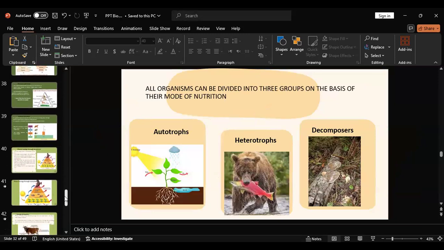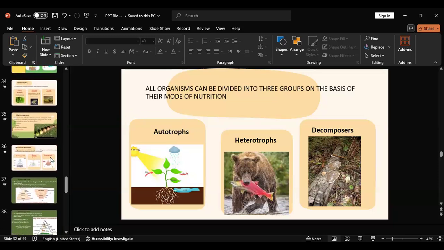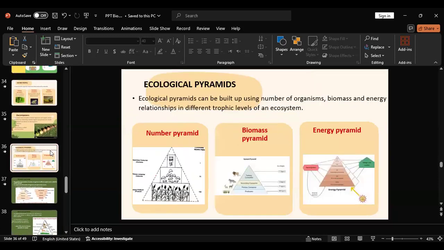Here another point is the ecological pyramids, right? Only less than 10 minutes are available, which is not enough time for explaining all the ecological pyramids. However, I'll simply say it, okay, right.